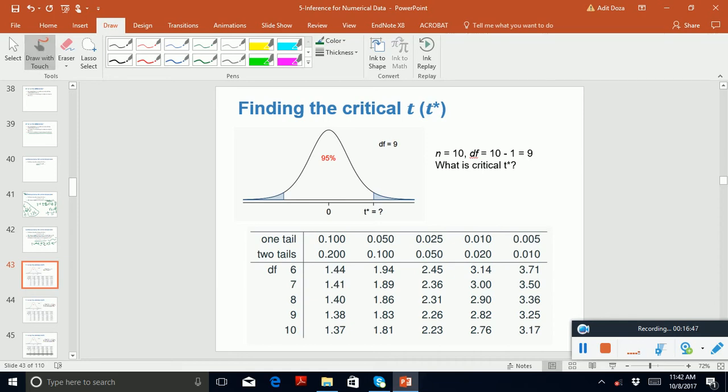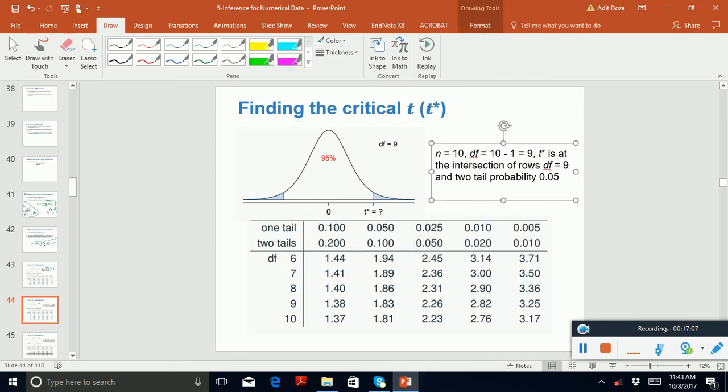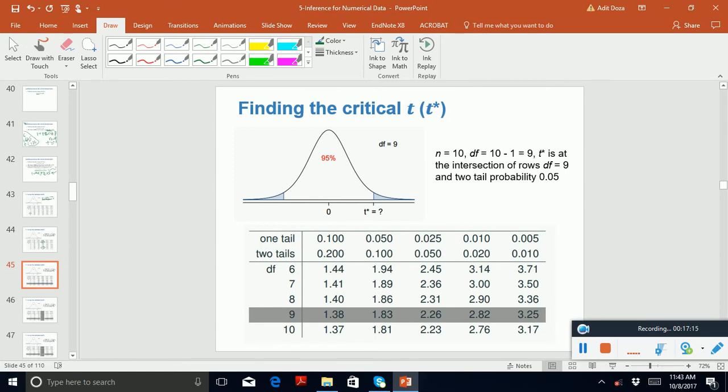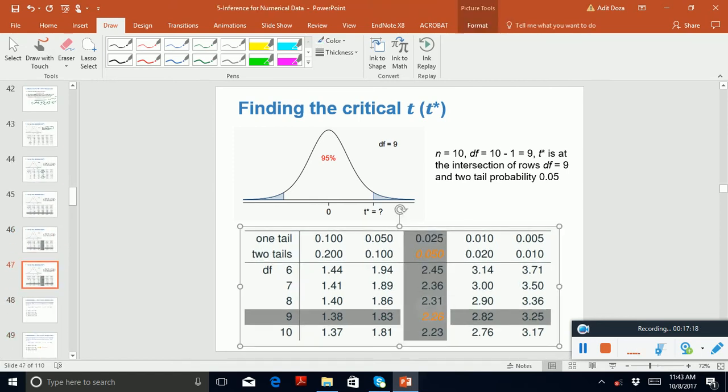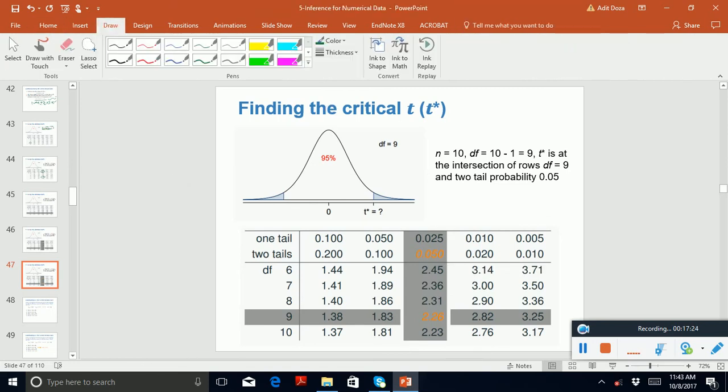So finding the critical value of t, we have already kind of seen that. So let's say n is 10. When n is 10, degree of freedom is n minus 1. Always it's n minus 1. Okay, so we always subtract 1. So degree of freedom is 9, right? And if we want the two-tail probability of 0.05, so two-tail 0.05 is here, and it would be 2.26.